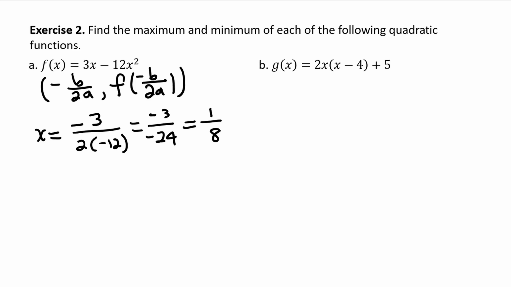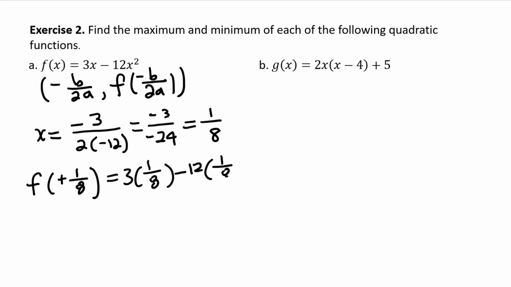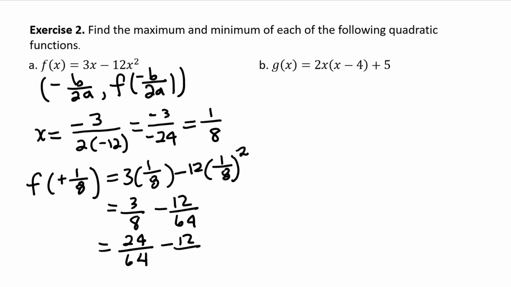Now we need to find the actual function value, so f at +1/8. This will be 3 times 1/8 minus 12 times the quantity of 1/8 squared. This will give you 3/8 minus 12 over 64. And with a common denominator, 3/8 can be written as 24 over 64 minus 12 over 64. And that'll give us 12 over 64, and that reduces to 3/16.